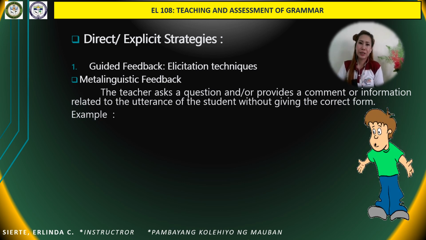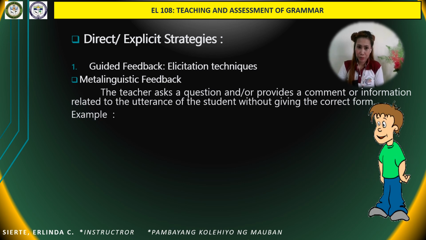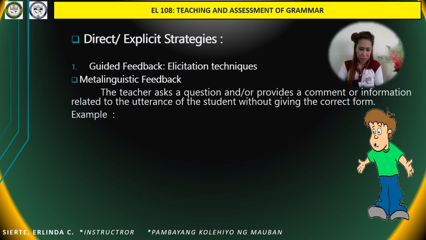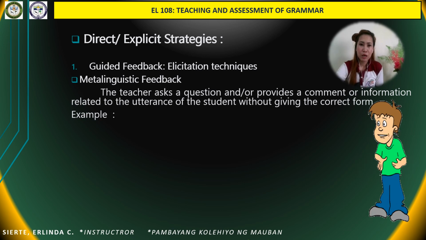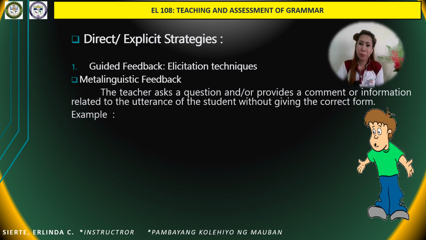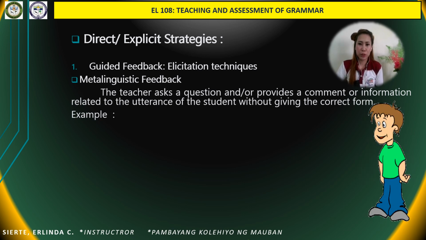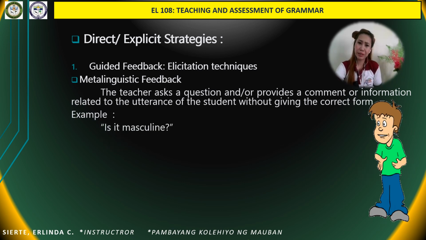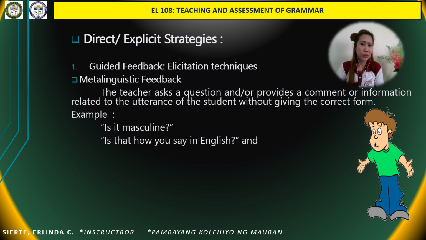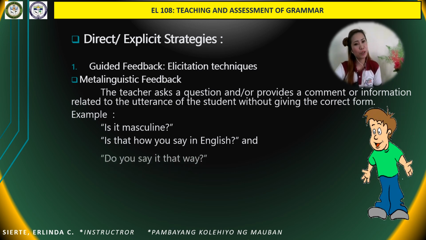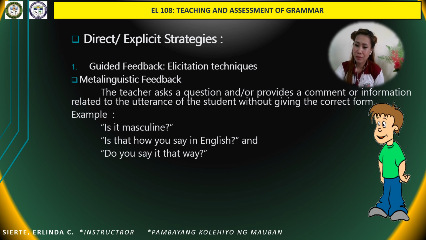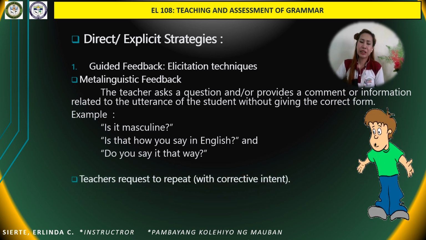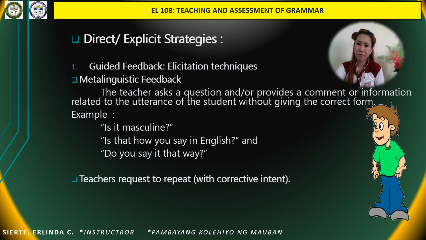We also have the guided feedback elicitation techniques. Okay, the first one is the metalinguistic feedback, where the teacher asks a question and/or provides a comment or information related to the utterance of the student without giving the correct form. So for example, "Is it masculine?" Or "Is that how you say it in English?" And "Do you say it that way?" So teachers request to repeat with corrective intent.